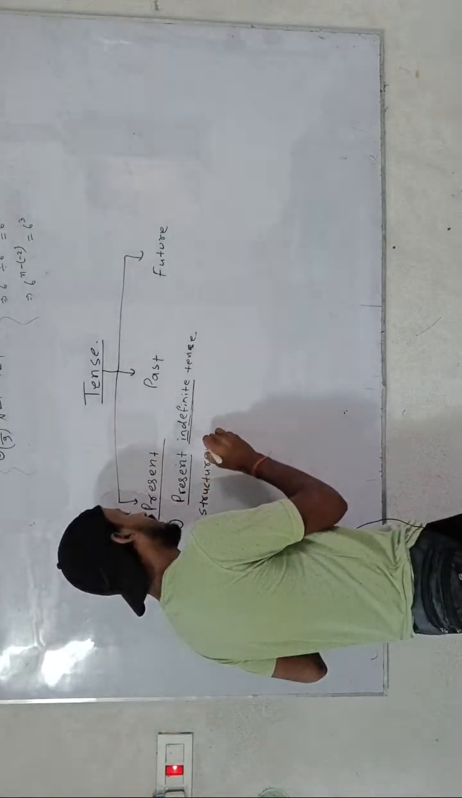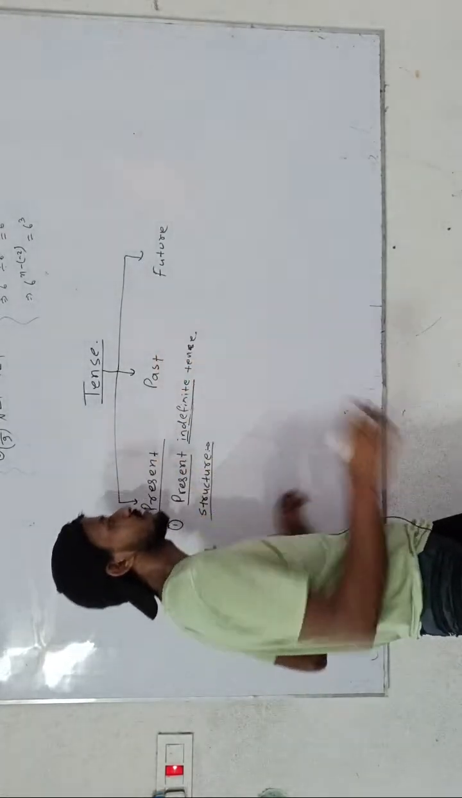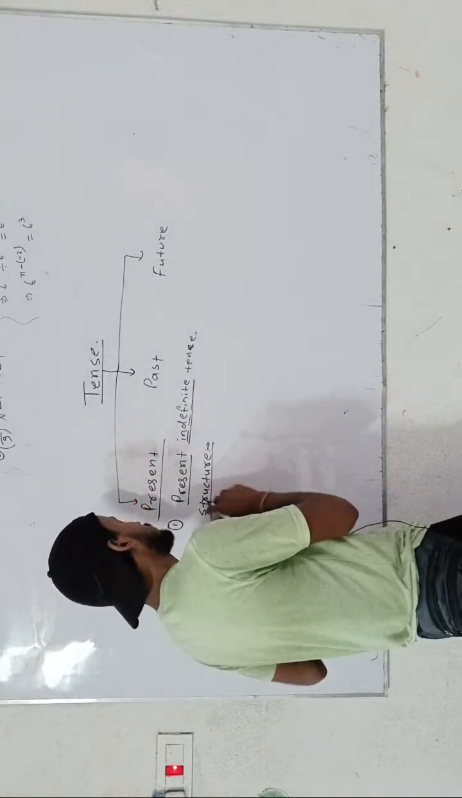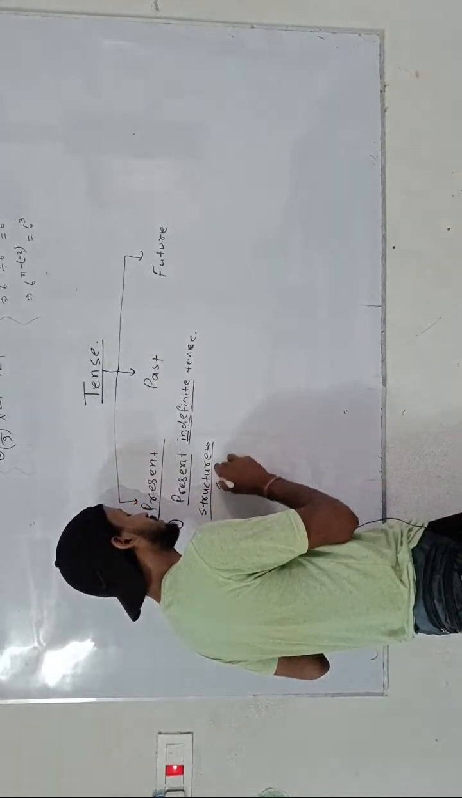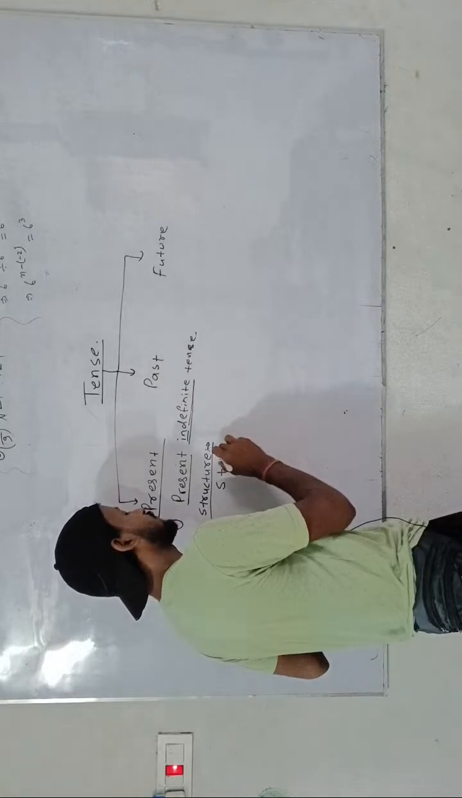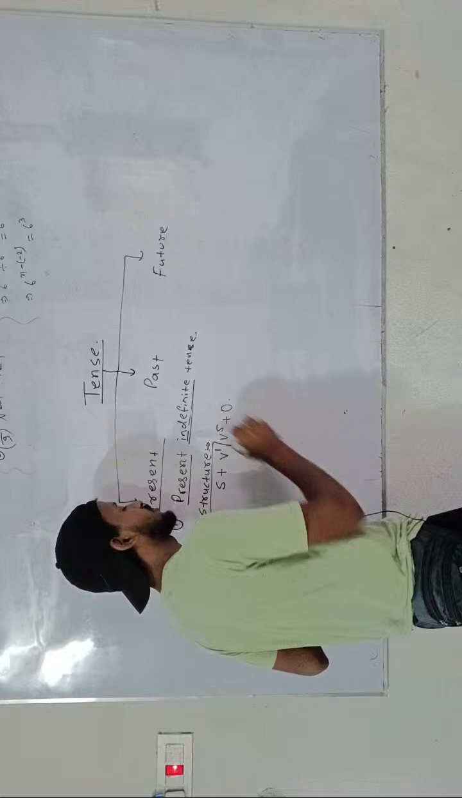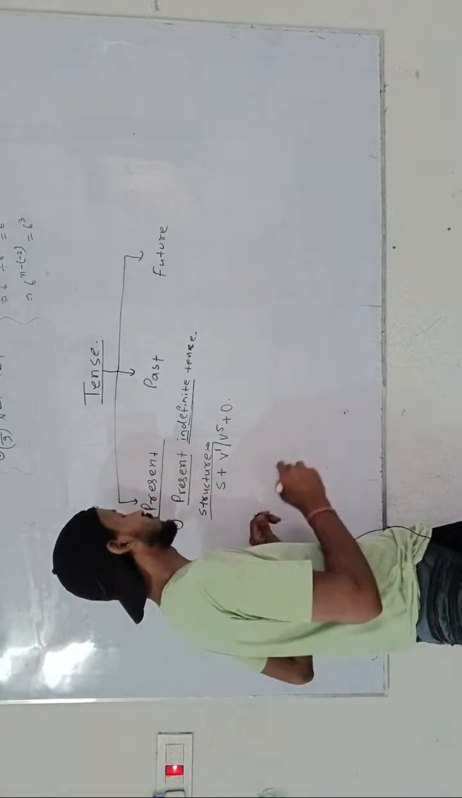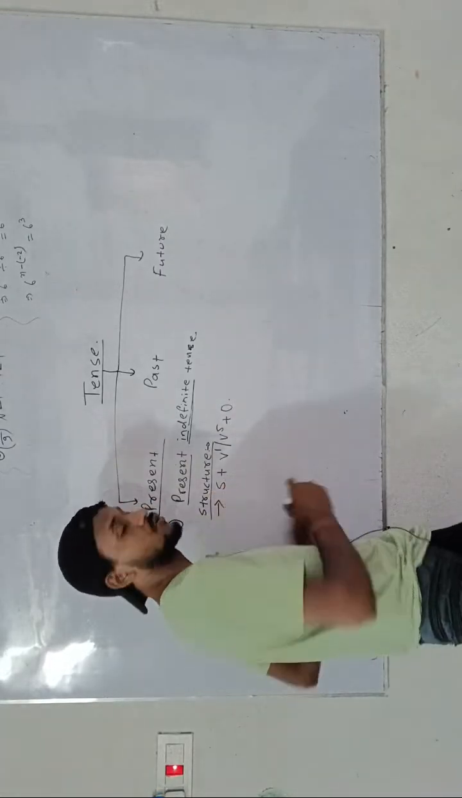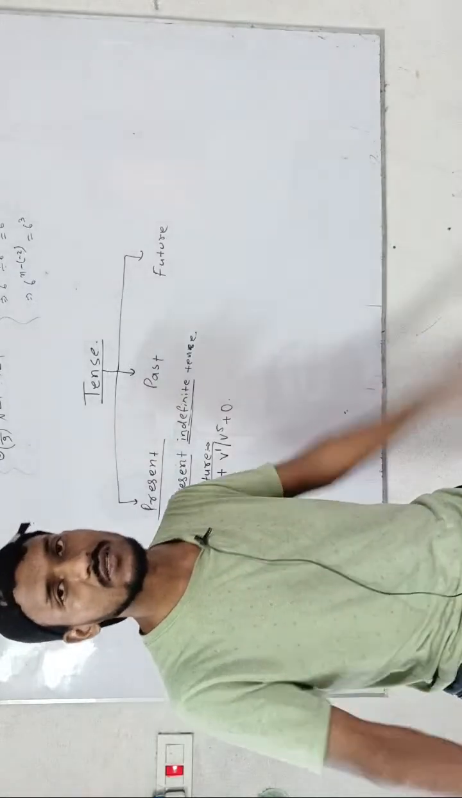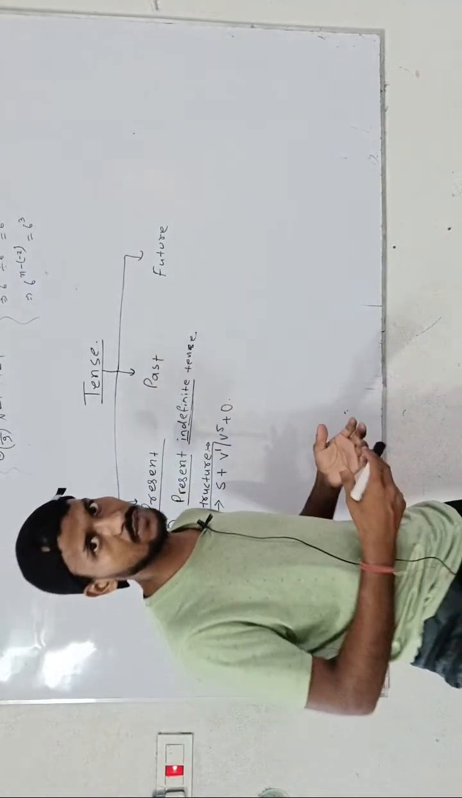We will be studying every structure of every tense. So what is the structure of it? Subject plus V1 or V5 plus object. This is for an assertive sentence. Do you know what an assertive sentence is? A simple sentence, where they are giving you some statement.